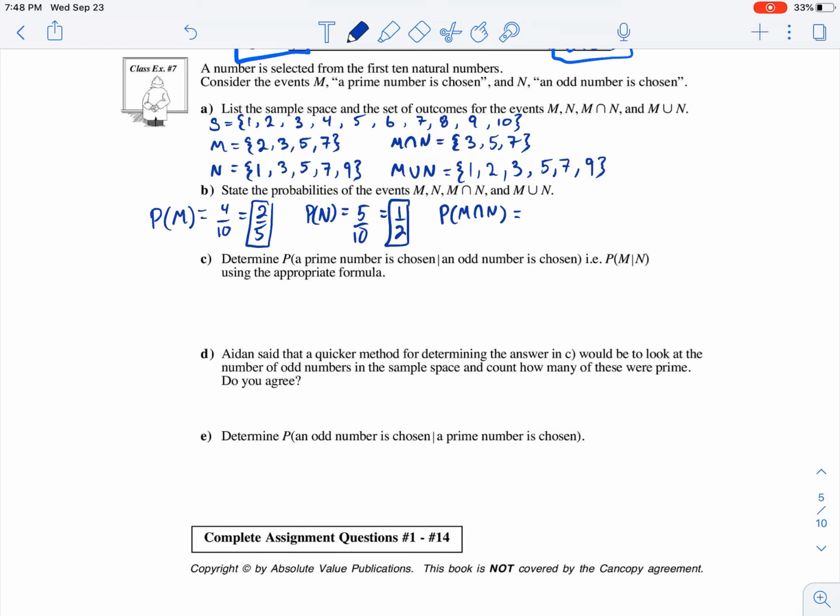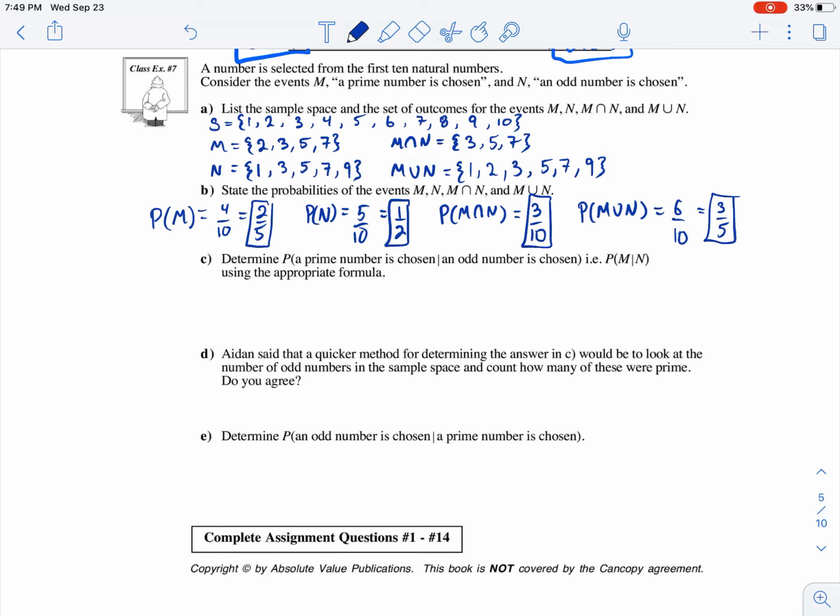The probability of M and N occurring. So a prime number and an odd number. Well, there were 3 of those all over 10. And last, the probability of M or N. So the prime numbers or the odd numbers or the odd prime numbers. Well, there were 6 all over 10, right? 6 favorable outcomes to 10 total. And that reduces down to 3 over 5.